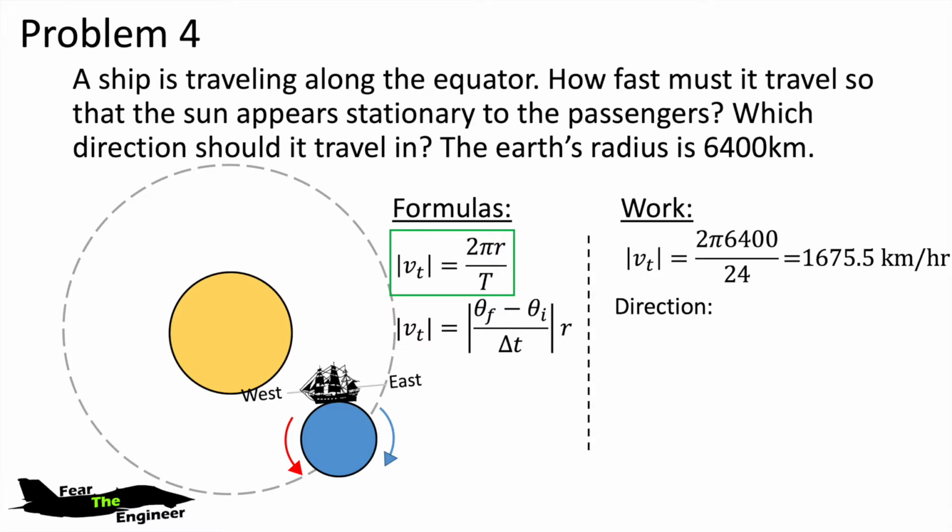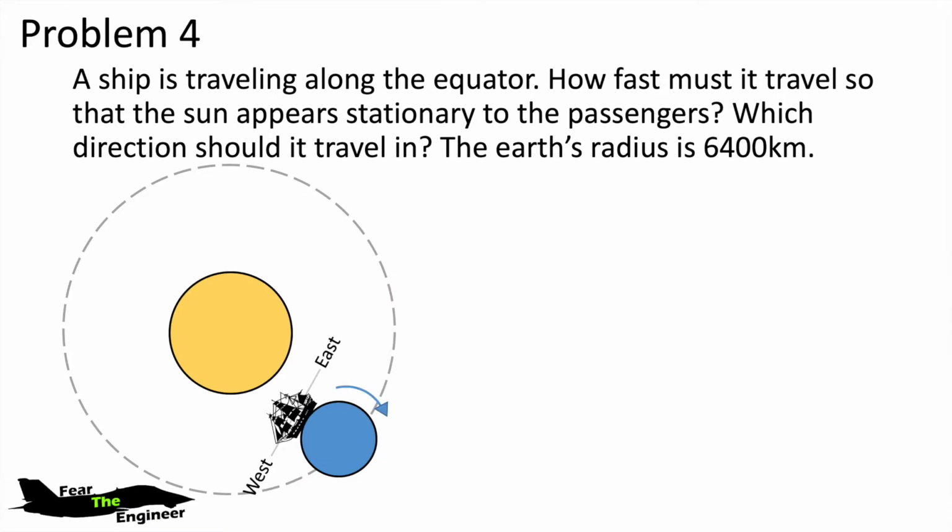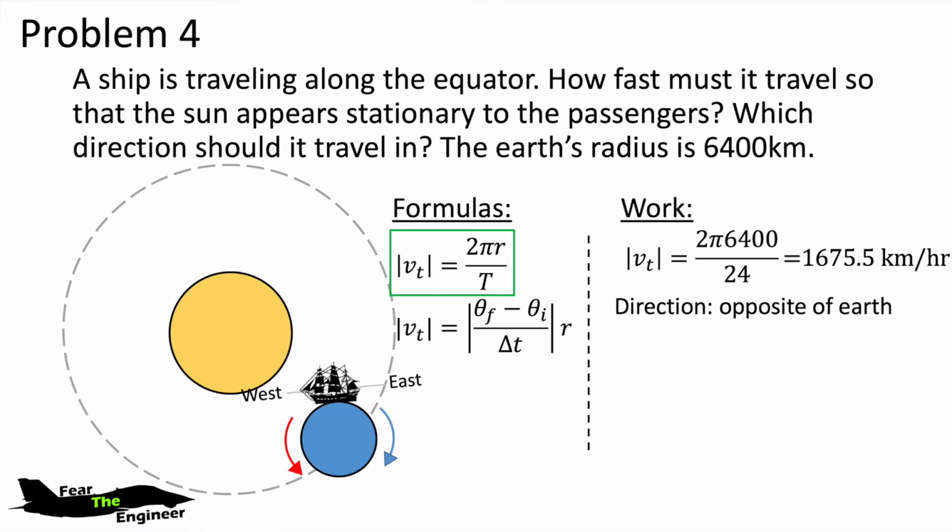We know the ship travels in the opposite direction of the Earth. When I first drew the sketch, you saw that the Earth spins to the east, which makes the sun first become visible in the eastern part of the sky. Since the ship is trying to travel in the opposite direction, it must be traveling to the west.